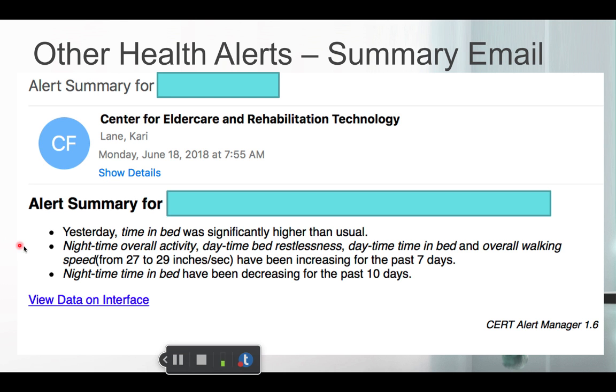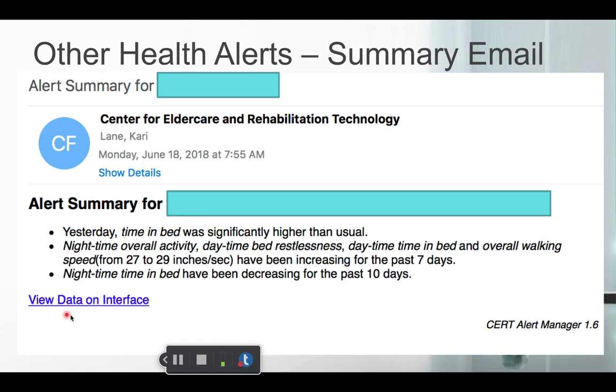So there's also some other health alerts that are important for you to consider, and we can use these health alerts to help identify illnesses that are not yet noticed by staff or residents. So this is an example of a health alert. It says that yesterday the time in bed for this person was higher than usual. They had daytime bed restlessness, daytime time in bed, and overall walking speed has been increasing for the past 7 days, and nighttime time in bed has been decreasing for the past 10 days.